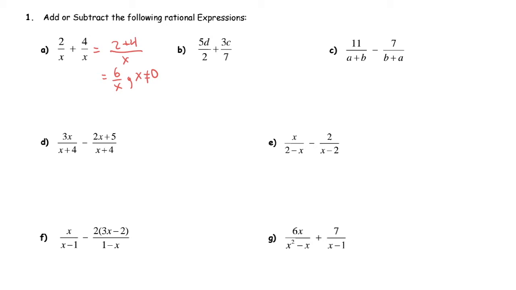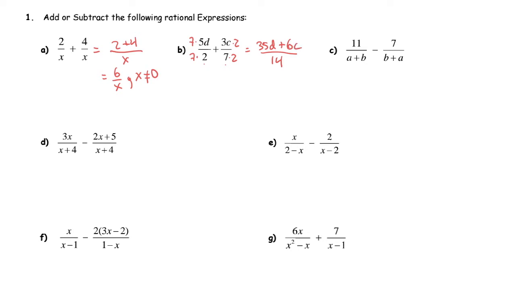For b, it's a little bit more complicated because the denominators are different here. Now, they're both prime numbers, though. So the easiest thing I can do here is multiply each denominator by the other one. Now I'm going to get a common denominator of 14 when all is said and done. In my numerator, I'm going to get 7 times 5d, which is 35d, and then 3c times 2, or 6c.